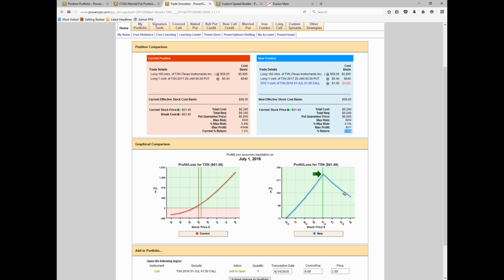So if the stock's at 64, it would cost me $250 to buy to close this call. I missed out on the upside opportunity, but our other asset, our put option, is still losing in value.